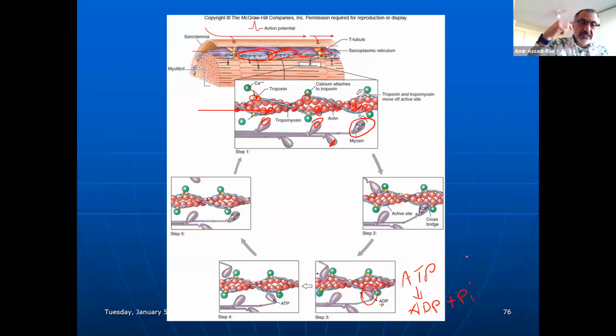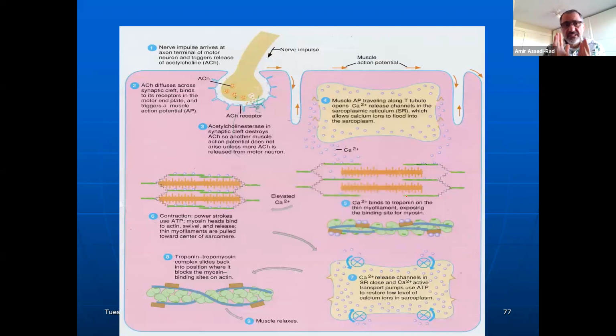So for detachment. And that's why when people die, this detachment does not occur, it stays attached, the muscles stay attached, and that's called rigor mortis. Rigor means stiff. And this is a nice diagram, guys. Please go over it and study it in detail. If you have any question, let me know. I'm going to go over it.